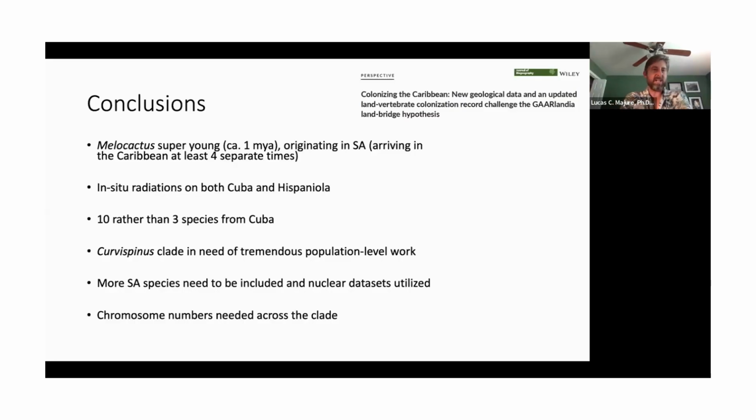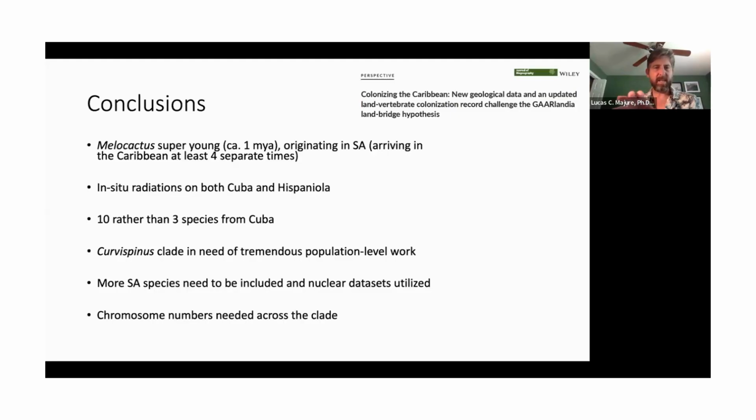What we can conclude from this work is the genus Melocactus in general is super young. It's about 1 million years old, originating in South America. It arrived in the Caribbean at least 4 separate times, most likely via long distance dispersal by potentially migrating birds or other means. That's something that we also have to spend a little more time thinking about and working on.